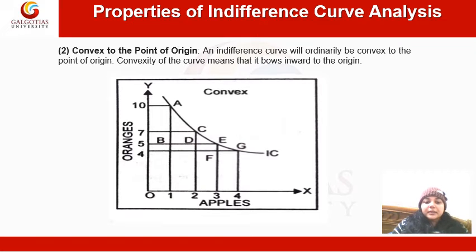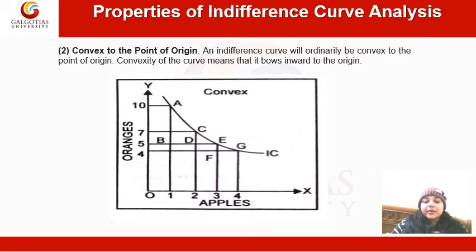In other words, the property of the indifference curve is based on the assumption of the law of diminishing marginal rate of substitution. In this figure number 7, the indifference curve is convex to the point of origin O. It signifies that the marginal rate of substitution of apples for oranges is diminishing. It means as the consumer gets more and more apples, he parts with less and less units of oranges.